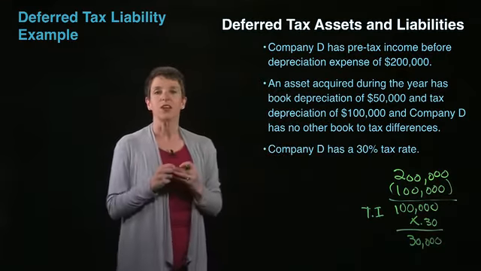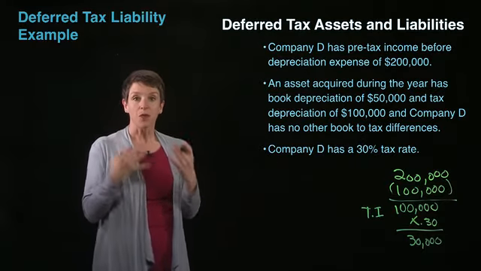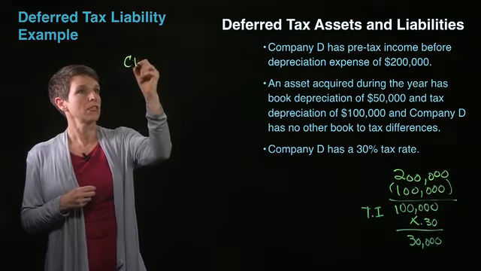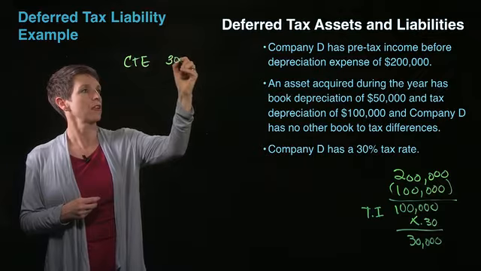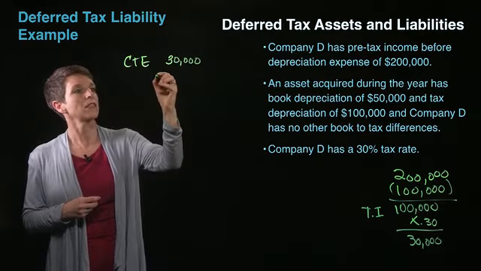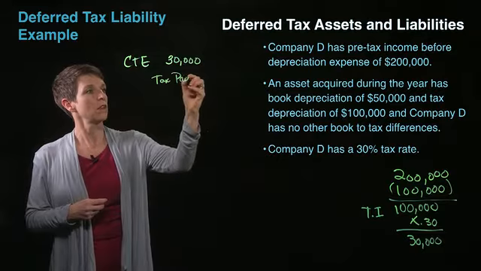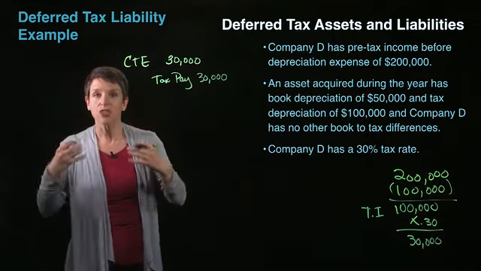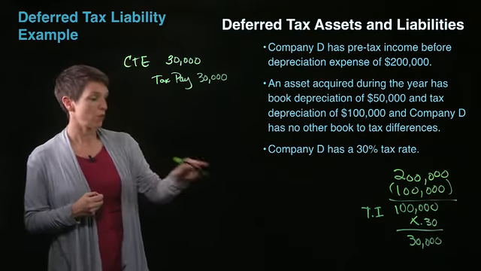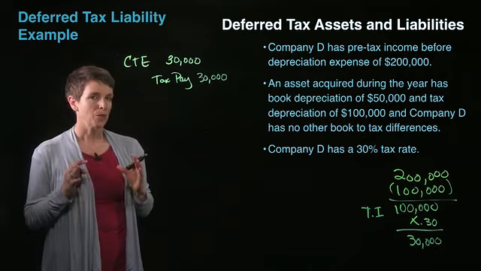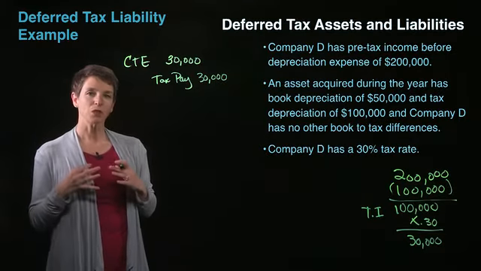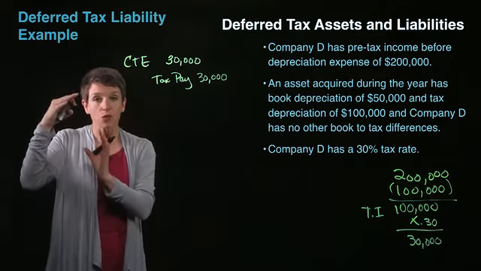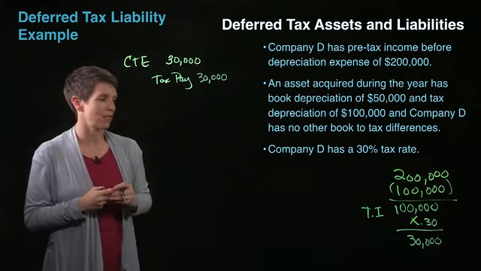And just like we saw in our last example, when we have an amount that we pay, we record current tax expense. So, current tax expense of $30,000 and tax payable of $30,000. So this represents the amount that actually gets paid with the tax return for this particular year. But remember, on our books and records, we want to reflect a tax expense that is compared to our actual book income, not just our tax income.